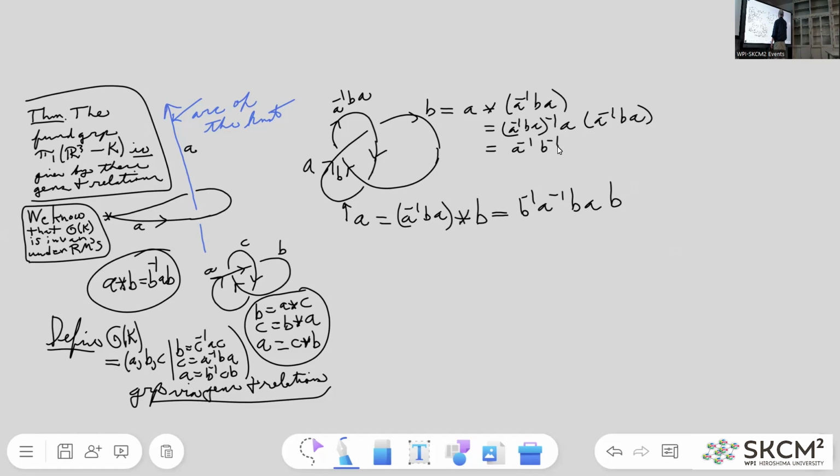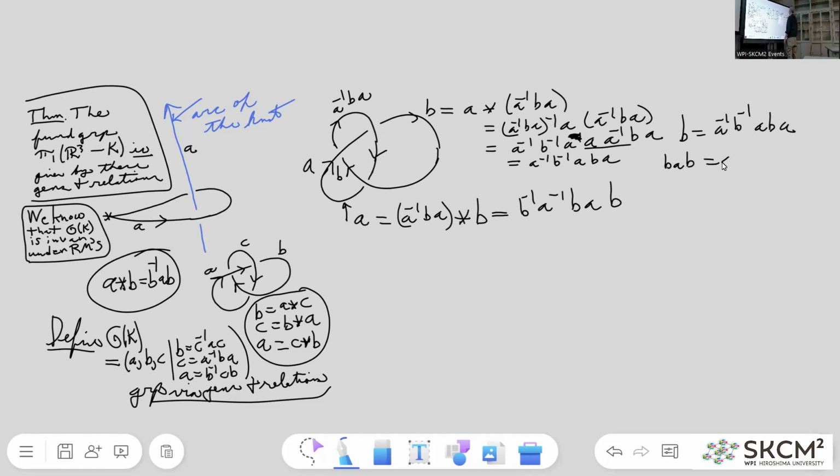A inverse B inverse A inverse A inverse B A. I hope. No, I've got it right there. Writing this backwards, I got A inverse B A, right? A inverse B inverse A, A inverse B A. Then these canceled. So this becomes A inverse B inverse A B A. Now I'm just doing algebra here, and hopefully I'm not going to make a mistake. So this relation is now reading B is equal to A inverse B inverse ABA, which could be rewritten by multiplying by A and then by B, and I get BAB equals ABA.